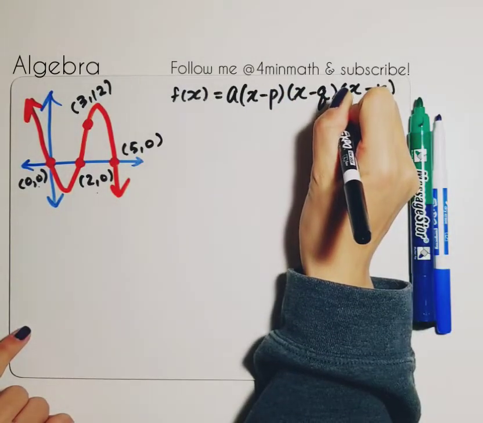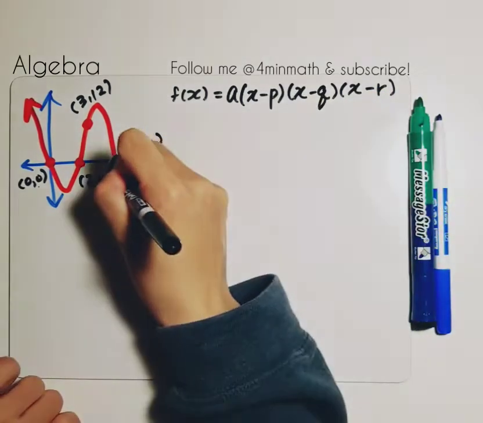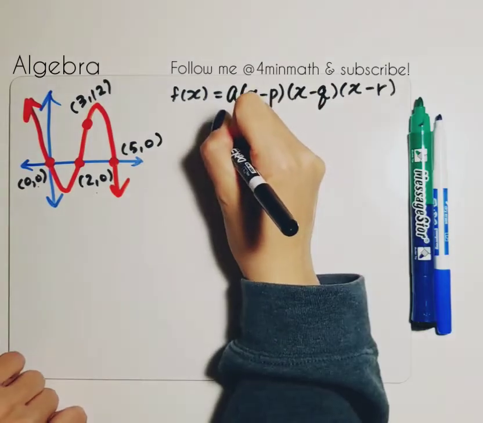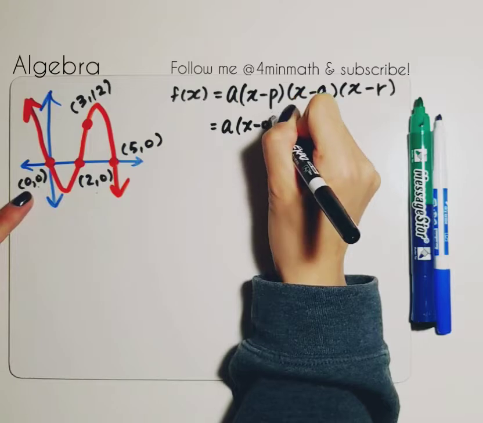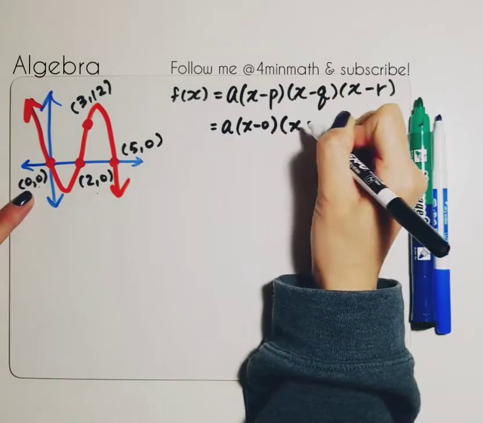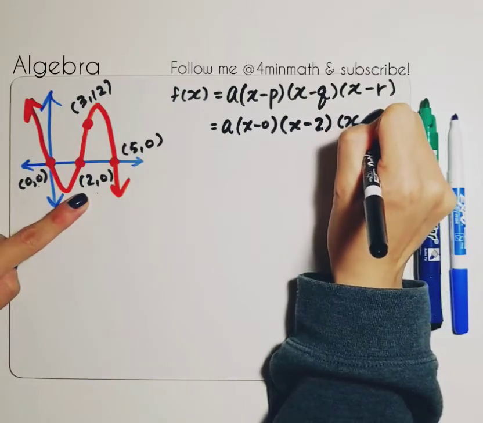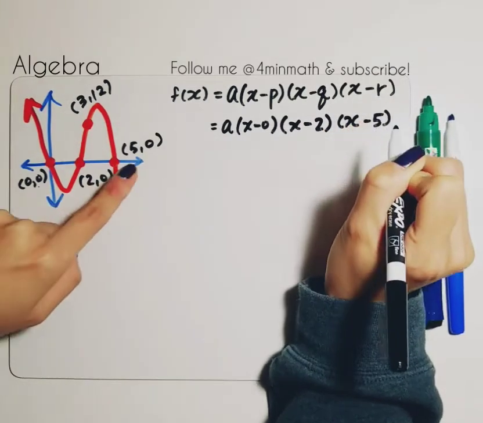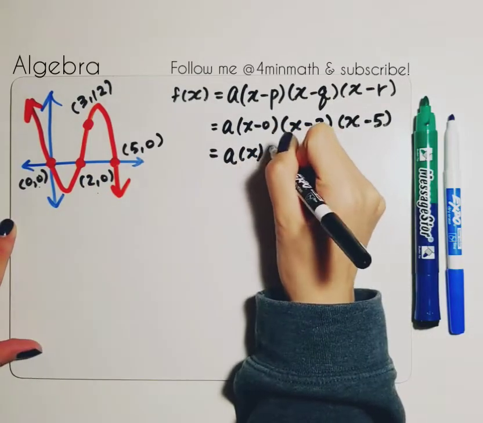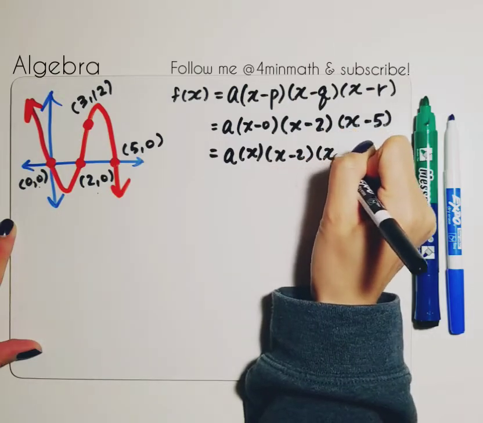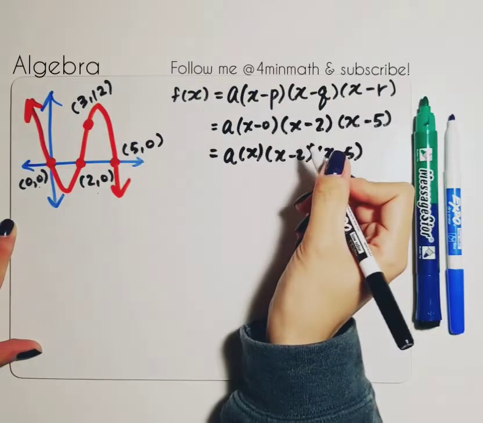And intercept form we talked about only up to here, but we're going to add x minus r because we have 3 intercepts. So f of x equals a times x minus the first x-intercept, 0, x minus the second intercept, 2, and then x minus the third x-intercept, 5. I can simplify that. x minus 0 is just x, times x minus 2, x minus 5. You can skip this step and go to this step if you want.